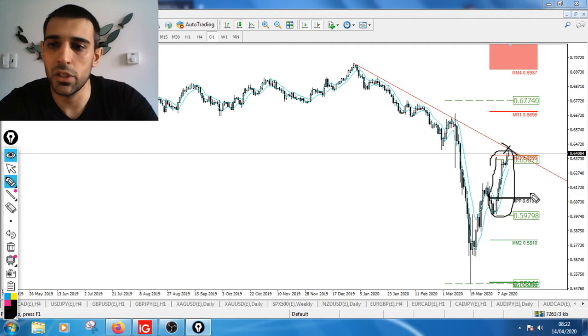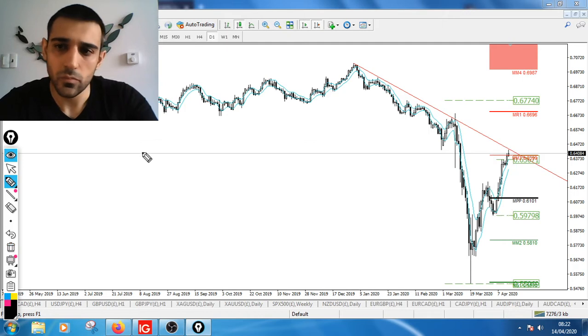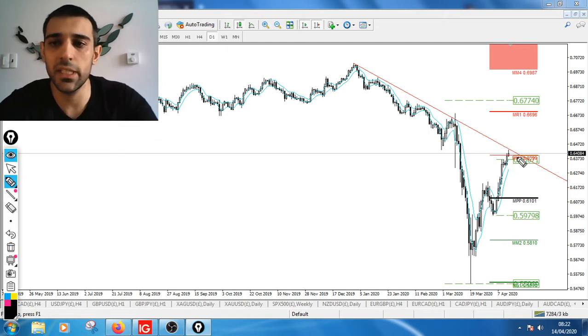However, it can just turn around and continue towards downside. Let's get rid of this one. So this is more like a waiting game in here. That's why I'm waiting. I want to see if the price breaks this trend line and shows more strength.